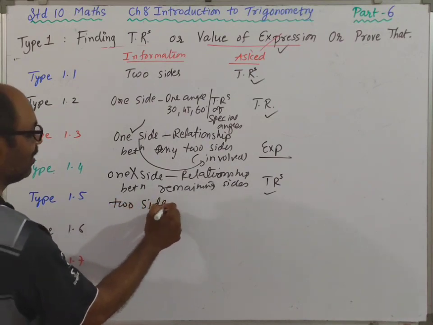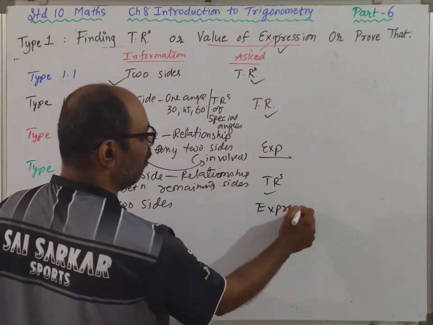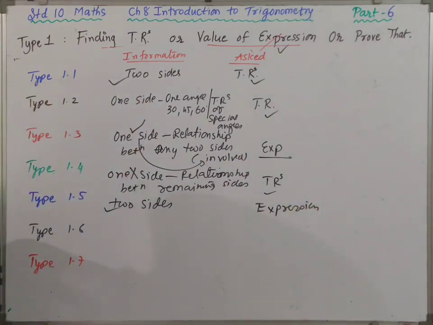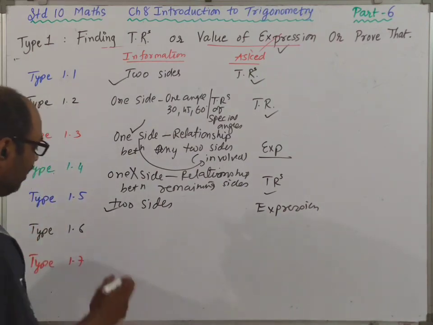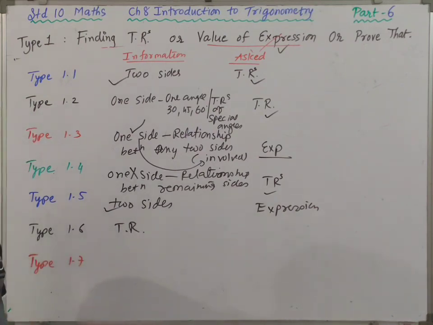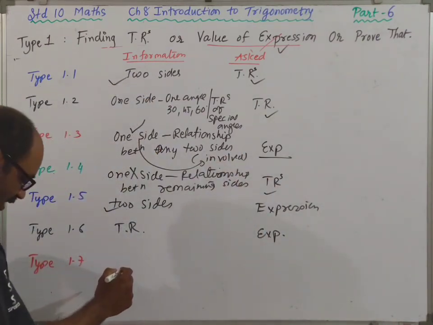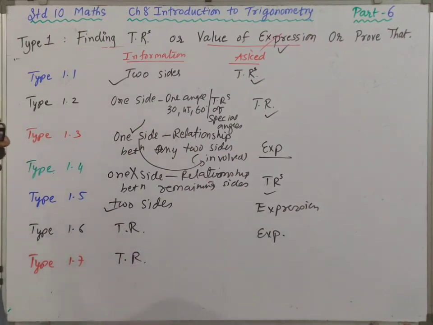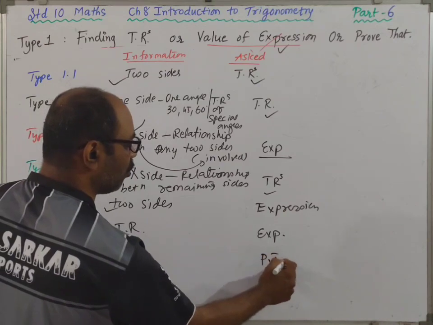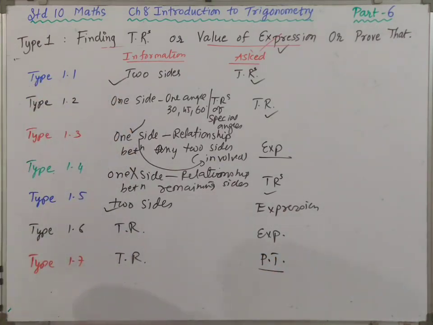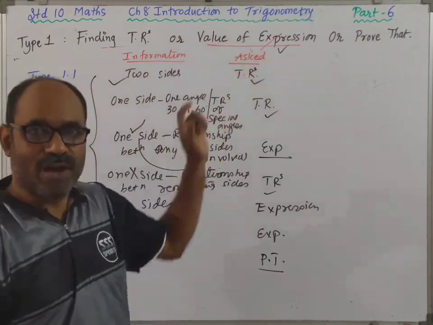Again, two sides, like before. Two sides, but you have to find an expression. The value of the expression had to be found. Then, what was given in the next one? That is 1.6. Yes, a trigonometric ratio was given. The value of one trigonometric ratio was given, and you had to find the value of an expression. And in the last one, again, the value of a trigonometric ratio was given. I think somewhere we missed one. And you have to prove the statement. Anyway, you will understand this very well when you see the information given and what you have to find.